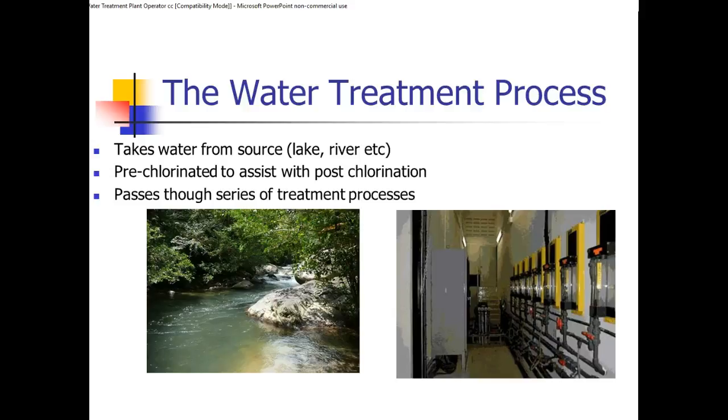So we take water from the source, and we have different sources. We have two very distinct types of sources. We have surface water, and we have groundwater. Surface water certainly is lakes, rivers, creeks, all that good stuff. And then groundwater is wells. Oftentimes we pre-chlorinate to assist with the post-chlorination processes. Again, we want to disinfect this water. It passes through a series of treatment processes.